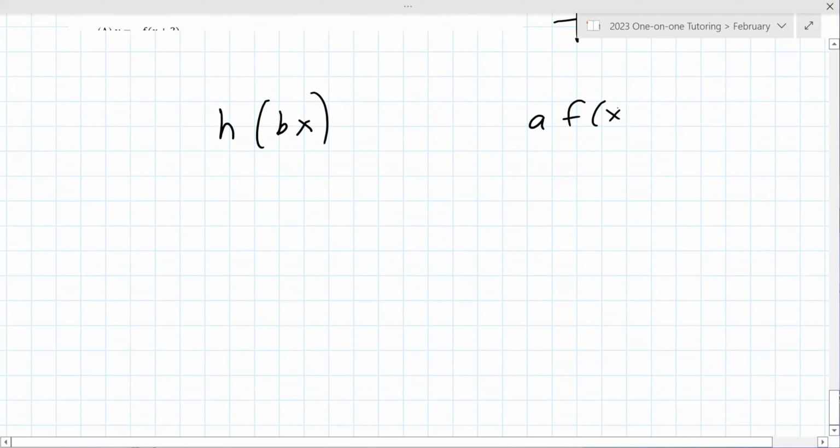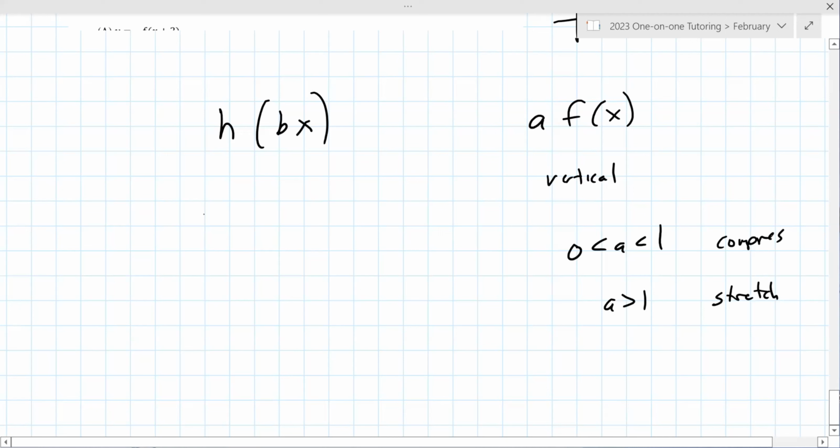There's A, F of X. The one out in front is vertical, and that's the one we just looked at. If 0 less than A less than 1, it's a compress. If A is greater than 1, it's a stretch. But you got to say vertical.